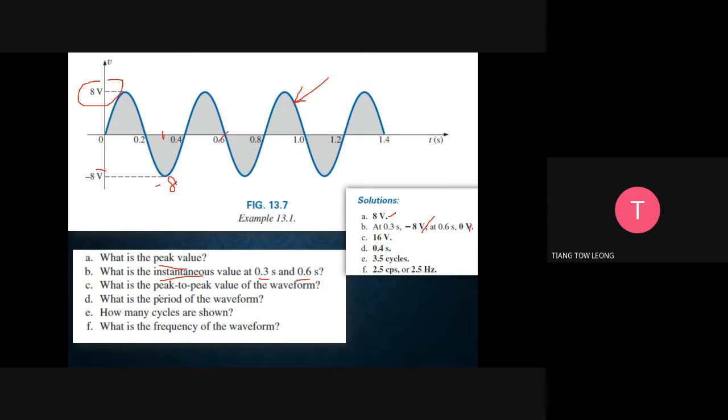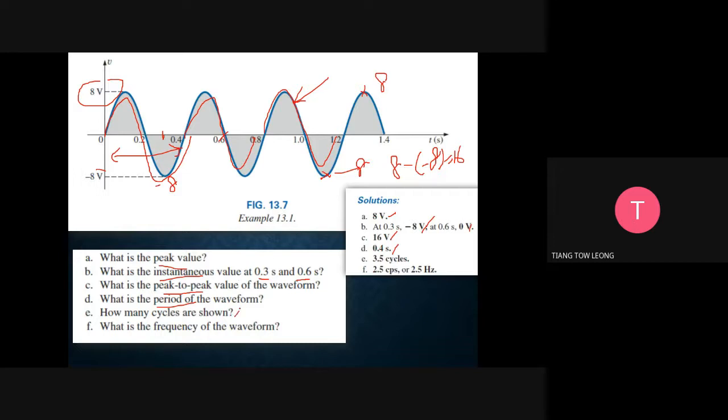And then what is the peak to peak value? From this peak to this peak value. So this is 8, negative 8. So 8 minus negative 8, it becomes 16. What is the period of the waveform? One period like this, second period like this, third period like this. So this is the time, where it is 0.4 second.